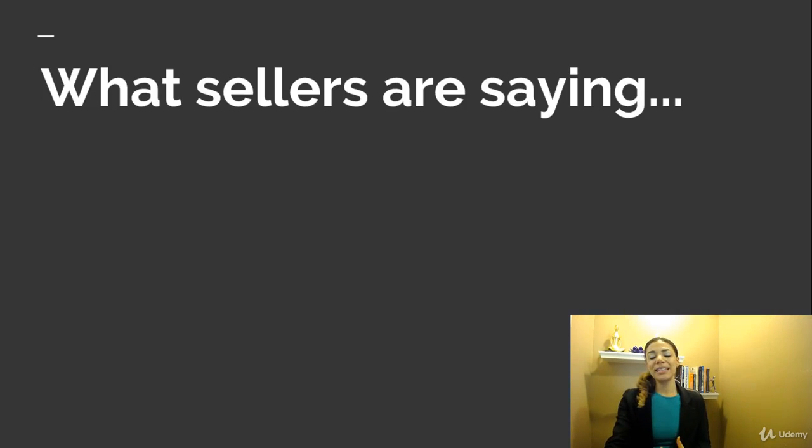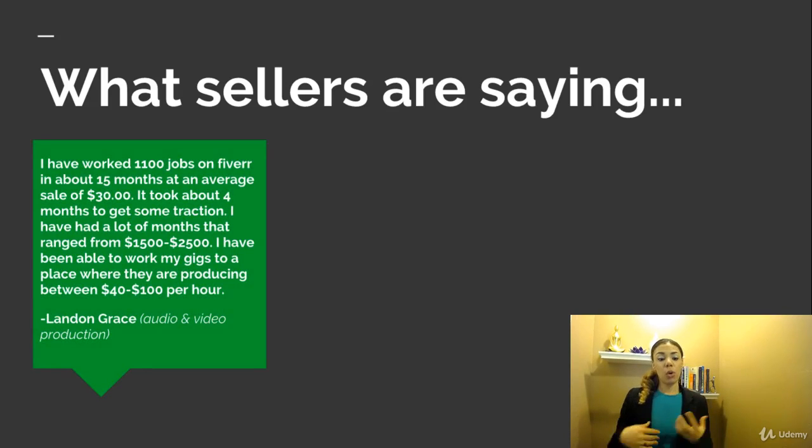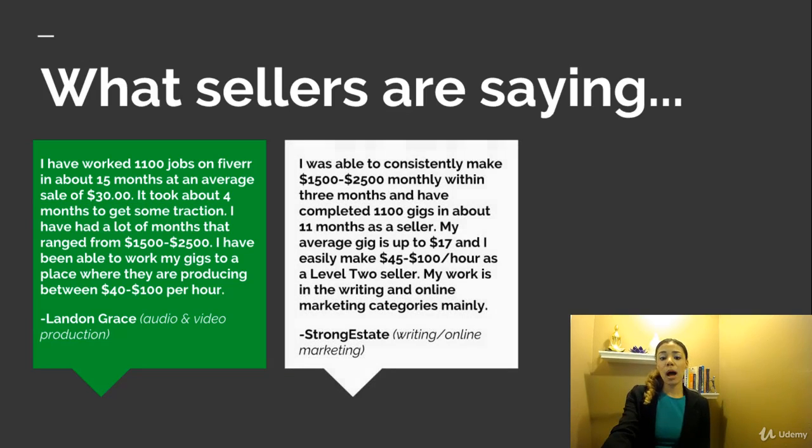I just wanted to give you a taste of what some of the top sellers and earners on Fiverr are making. One person that is in the audio and video production says: I've worked 1,100 jobs on Fiverr in about 15 months at an average of $30 per sale. It took me 4 months to get traction, but now I've had a lot of months that range from $1,500 to $2,500 a month. I've been able to work my gigs to a place where they're producing between $40 and $100 an hour. So that is great money, right? That's well over what a manager gets paid.